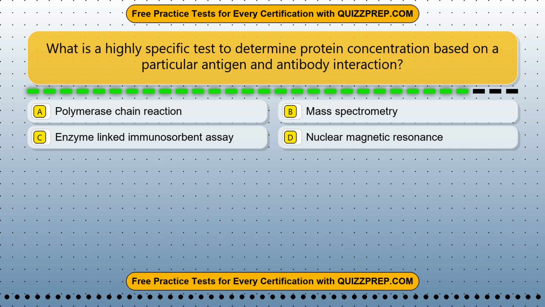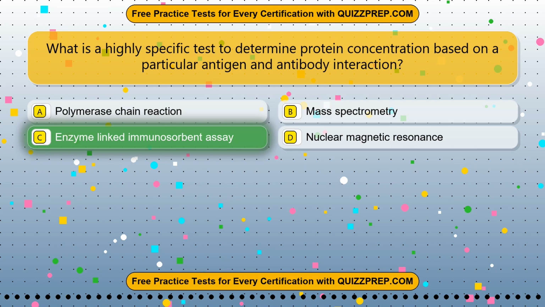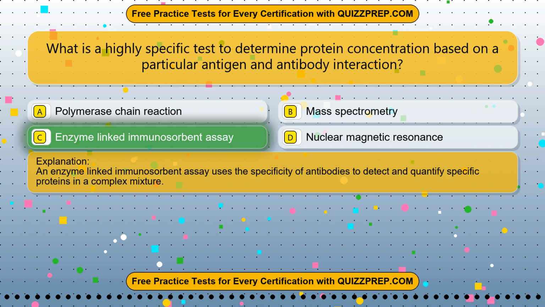Question 23. What is a highly specific test to determine protein concentration based on a particular antigen and antibody interaction? Option A, polymerase chain reaction. Option B, mass spectrometry. Option C, enzyme-linked immunosorbent assay. Option D, nuclear magnetic resonance. The correct answer is option C, enzyme-linked immunosorbent assay. An enzyme-linked immunosorbent assay uses the specificity of antibodies to detect and quantify specific proteins in a complex mixture.